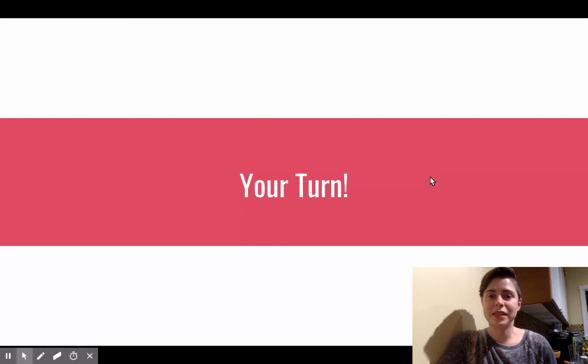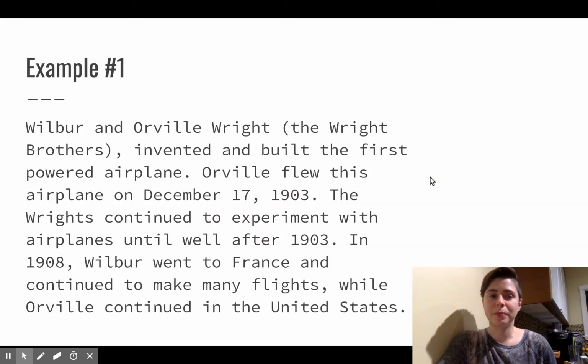You're going to look at some examples of sequential text, and you're going to figure out how to break them down into the different steps. So example number 1. Wilbur and Orville Wright, the Wright brothers, invented and built the first powered airplane. Orville flew this airplane on December 17th, 1903. The Wrights continued to experiment with airplanes until well after 1903. In 1908, Wilbur went to France and continued to make many flights, while Orville continued in the United States.